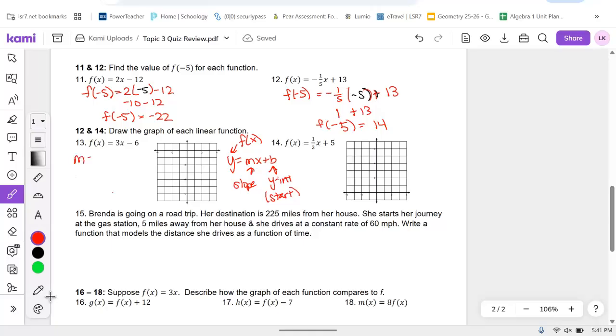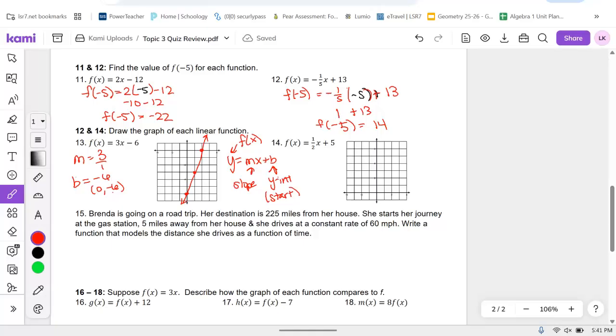My slope is going to be 3. It's a whole number, so it's over 1. And then my starting point, my y-intercept, my b, is -6. You can also write it as (0, -6). So that's where I start. I'm going to go to -6 on the y-axis and put a point. I'm going to go up 3 and to the right 1 because it's positive. And then I connect those points.